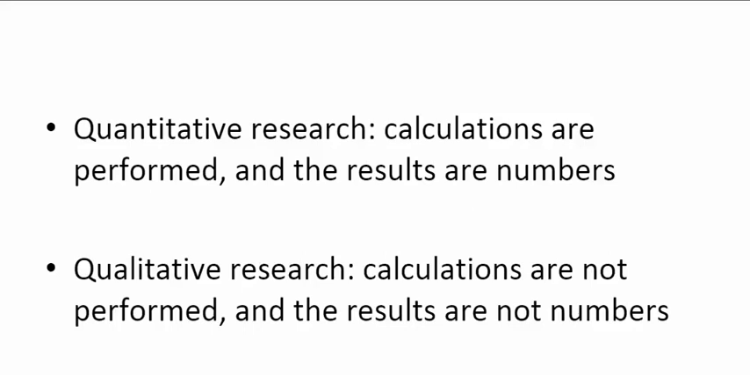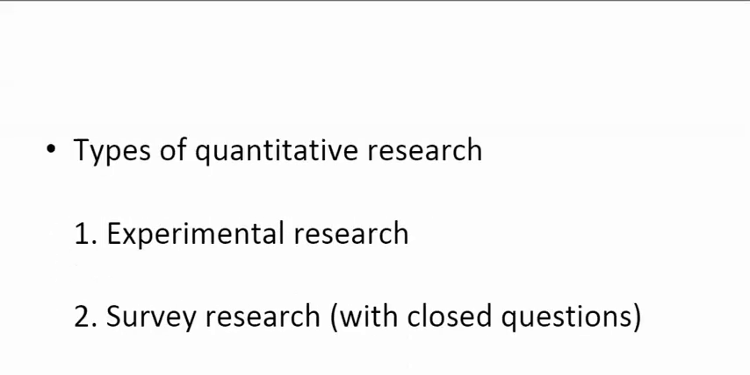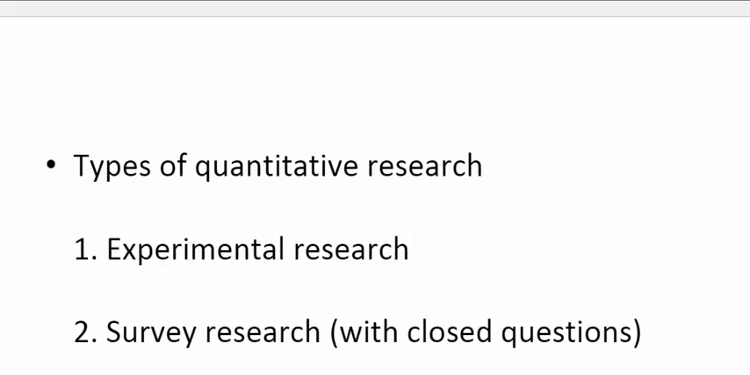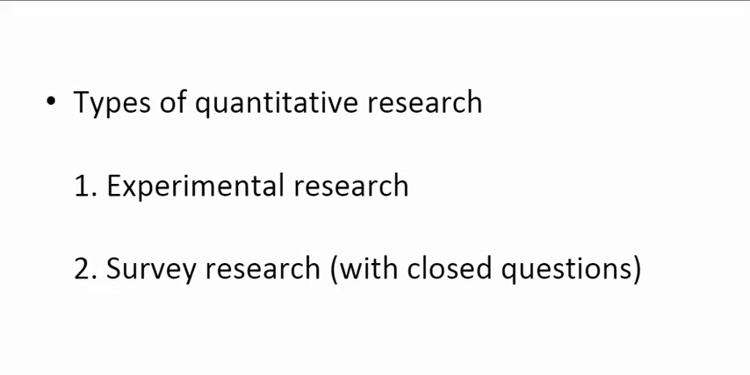So let's move forward. Now let's talk about the types of research that are considered quantitative in psychology and the types of research that are considered qualitative in psychology. In psychology, experimental research and survey research with closed questions are quantitative research. Those are two types of quantitative research, which means that in these two types of research, calculations are performed and the results are numbers. The results are statistics that are presented.